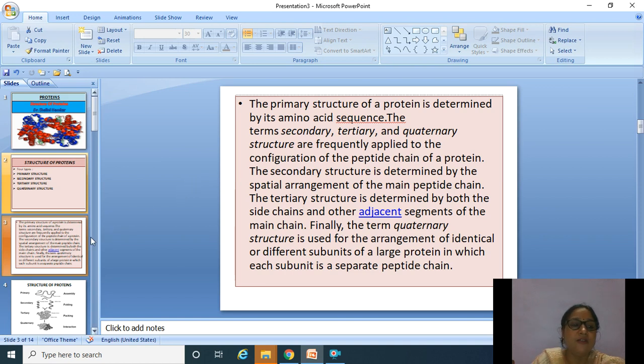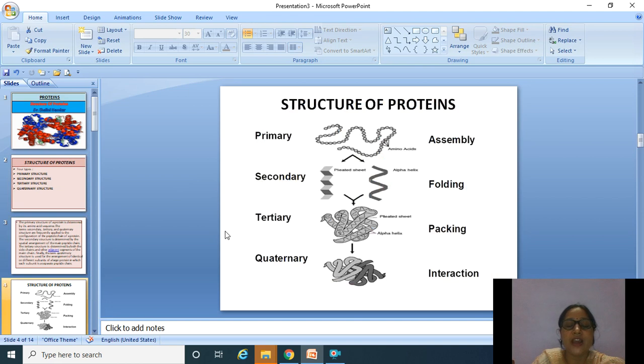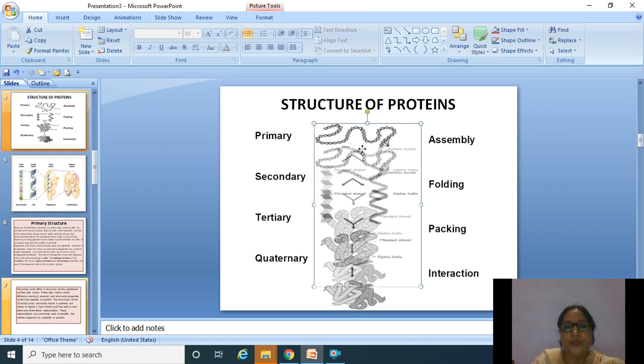And now we have a short look at the different structures and the configuration of the different polypeptide chains in the protein. This is the primary structure of the protein. In the primary structure, these small balls or beads are the different amino acids which are joined together by the peptide bond.